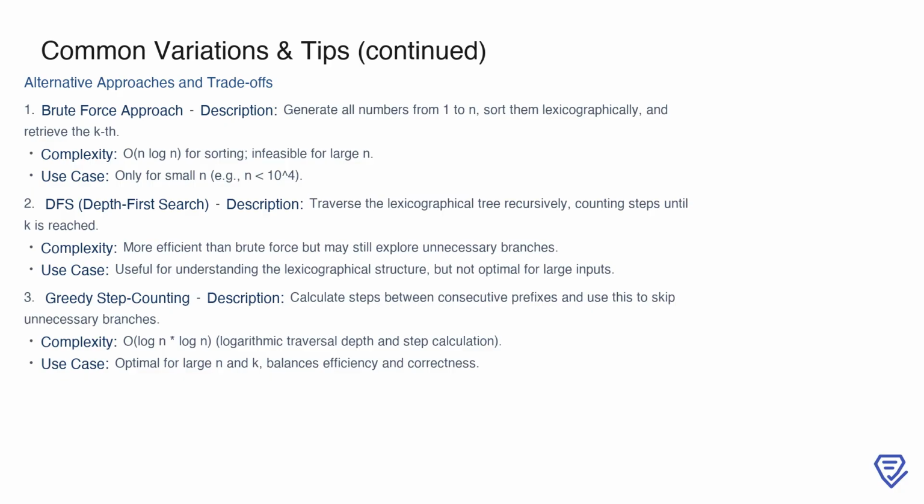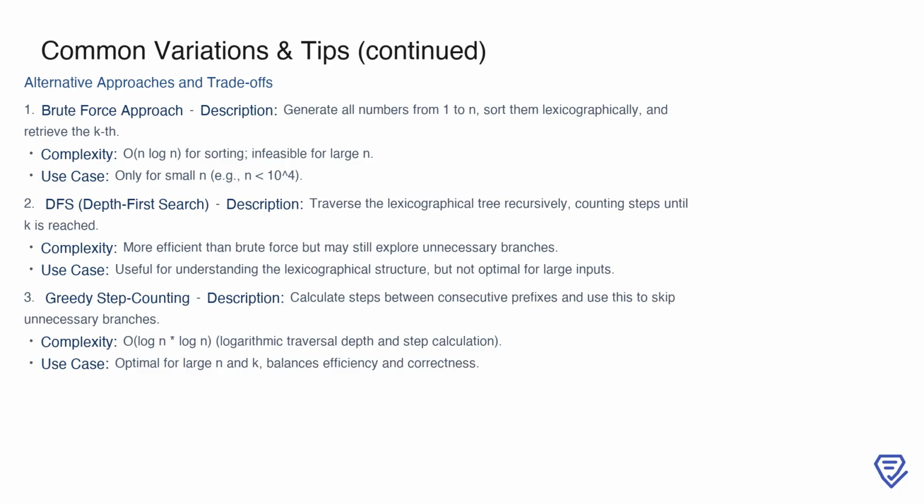Finally, let's compare alternative approaches and their trade-offs. The brute force approach, where you generate all numbers from 1 to n, sort them lexicographically, and retrieve the kth number, is straightforward but impractical for large n. Its time complexity of O(n log n) makes it suitable only for small values, such as n less than 10,000. Another approach is depth-first search, or DFS, which traverses the lexicographical tree recursively, counting steps until k is reached. This method is more efficient than brute force but may still waste time exploring unnecessary branches, especially for larger inputs.